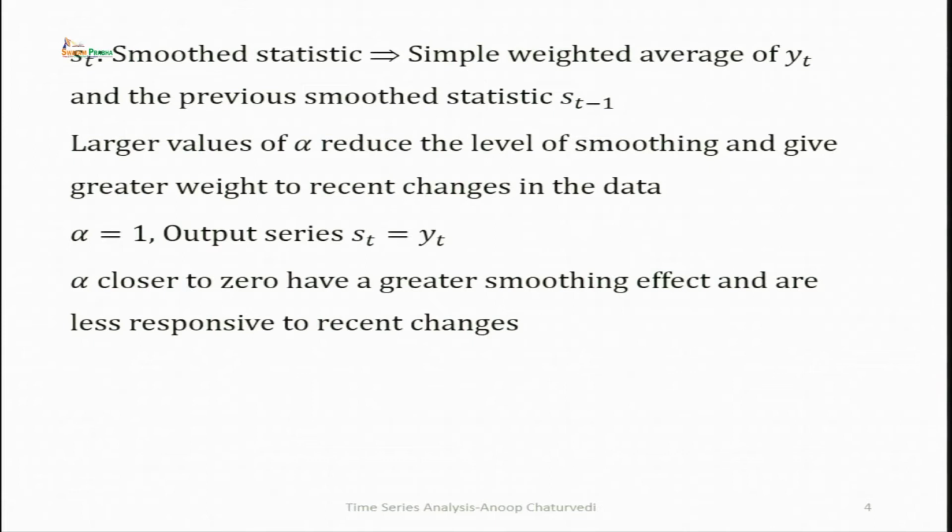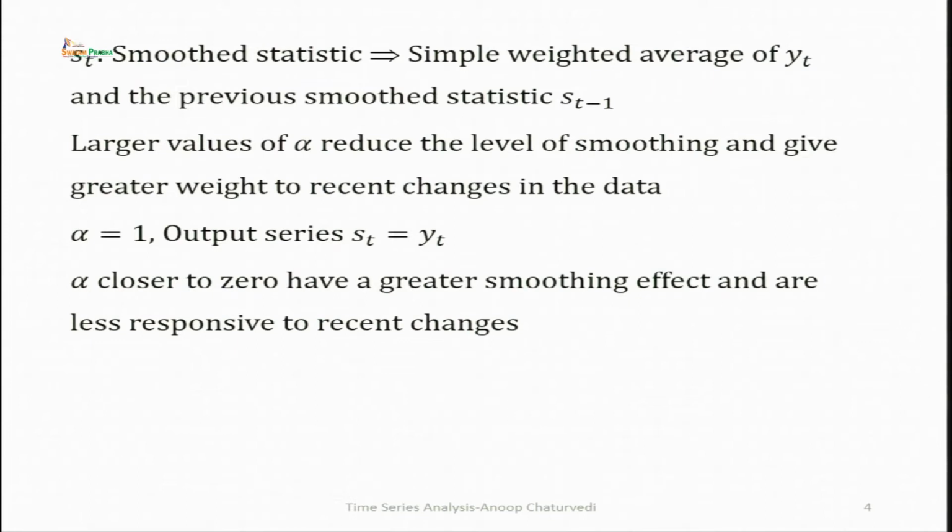So, if you increase the value of alpha, the recent changes in the data, the recent changes in the time series, get more weightage. But the smoothing procedure gets distorted. The resulting series will be less smooth.